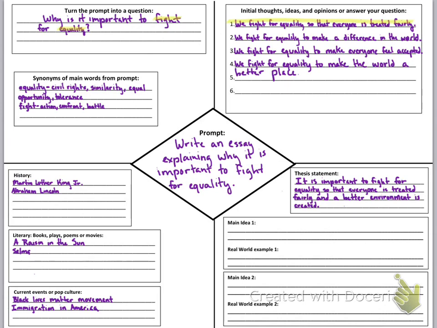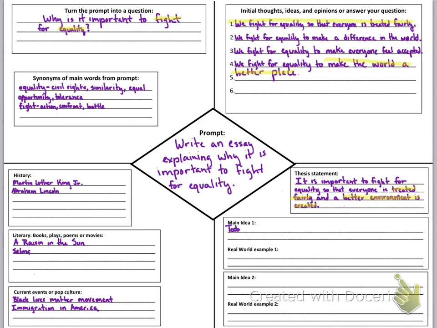Okay? And now I'm going to use those 2 reasons to create 2 different topic sentences. So one of my topic sentences is going to be about having everyone treated fairly, and the second topic sentence is going to be about creating a better environment. So let's go ahead and see what I did for those.